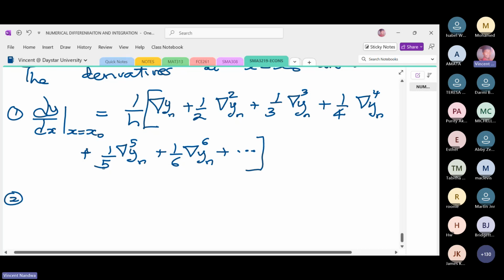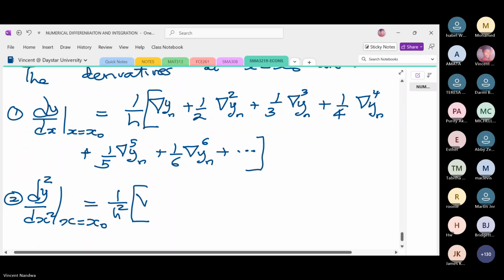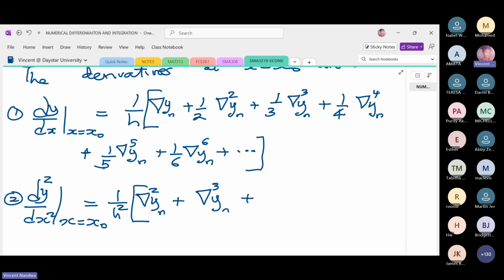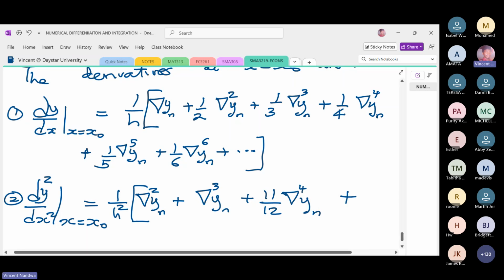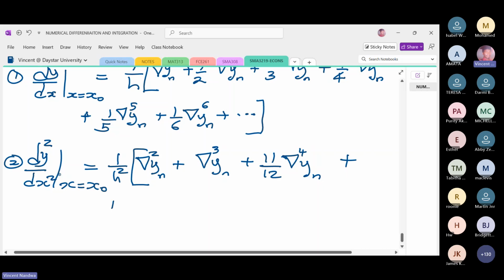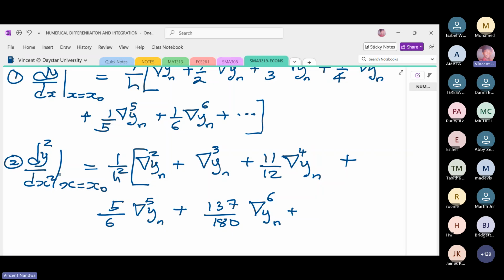Then 2, the second derivative of y with respect to x at x equals x naught, is 1 over h squared into the backward operator squared yn, then backward cubed yn, then 11 over 12 backward power 4 yn plus 5 over 6 backward power 5 yn plus 137 over 180 backward power 6 yn.